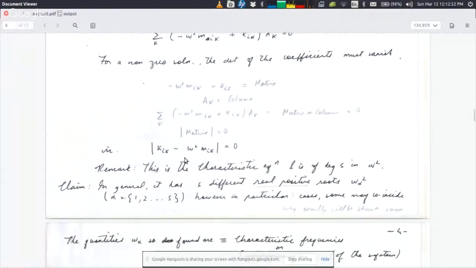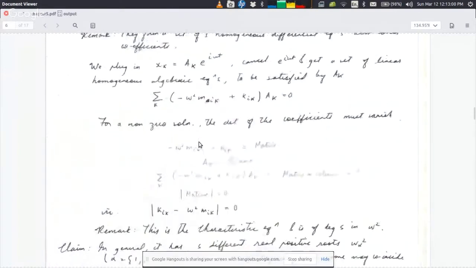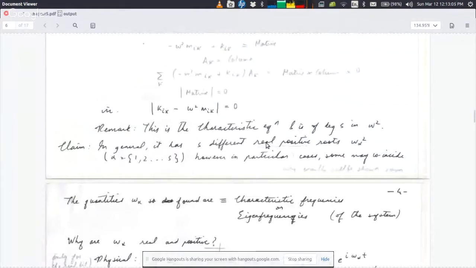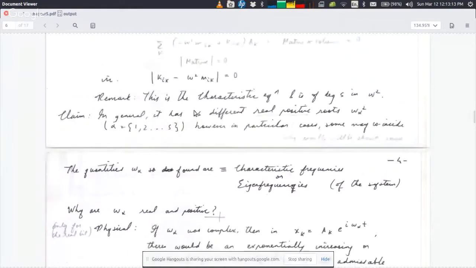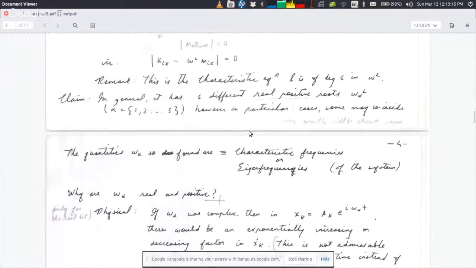And this actually, if you recall, Kik and Mik are already known, because these were given to us in the problem. Omega square was the variable we introduced in the solution that we claimed. So from this equation, which will throw out a characteristic equation of degree s for omega square, you will get s solutions in general. Now there are a couple of things to note. One is that these s solutions in general will be different, and they'll have real and positive roots.